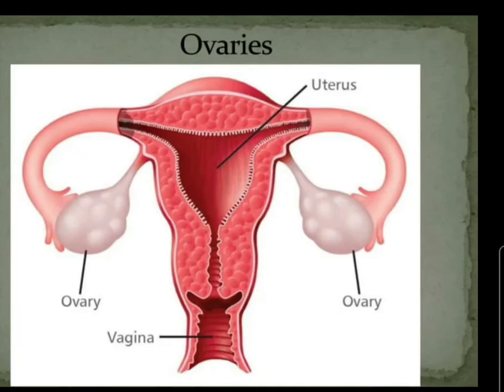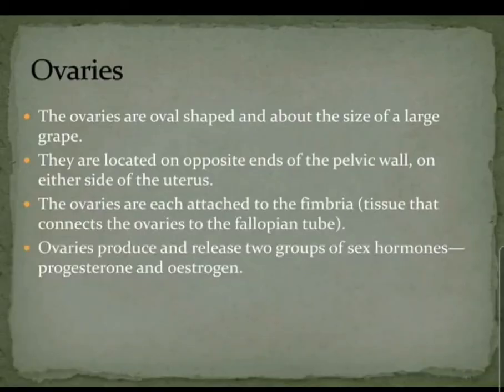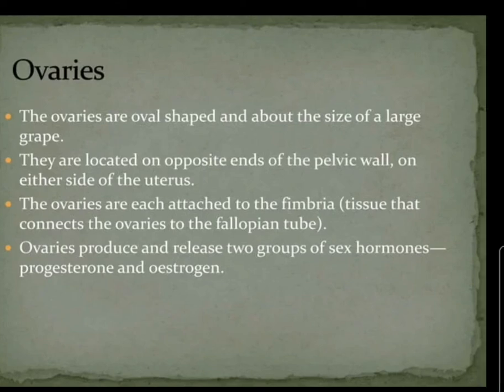Ovaries. The ovaries are oval-shaped and about the size of a large grape. They are located on opposite ends of the pelvic wall on either side of the uterus. The ovaries are each attached to the fimbria, which connect the ovaries to the fallopian tube. Ovaries produce and release two groups of sex hormones, progesterone and estrogen.